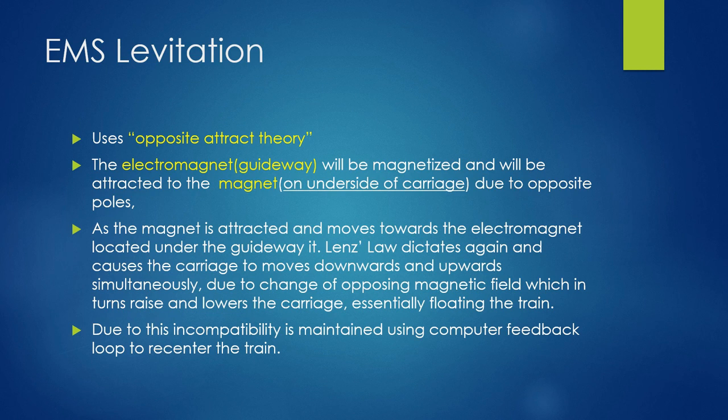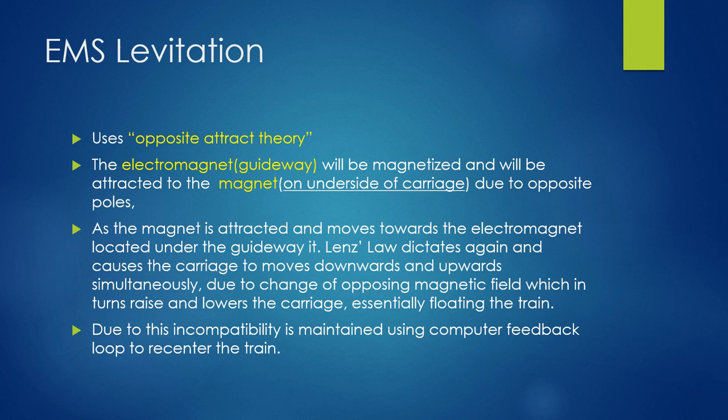When it moves upwards, it produces eddy currents, which can be explained by Lenz's law. The eddy currents produced will produce an opposing magnetic field that will cause the train carriage to go down and go up simultaneously. When it goes down, it changes the eddy current direction, and then it causes a magnetic field which is attractive and causes it to go up and down simultaneously.